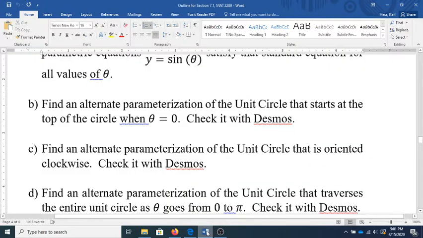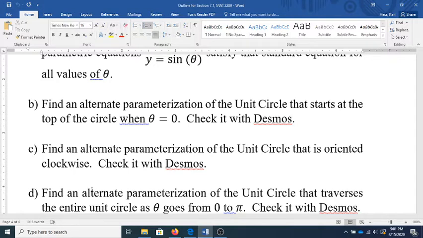What else do we want to try to do? Find an alternative parameterization of the unit circle that traverses the entire unit circle as theta goes from 0 to pi. So basically I want to go around the circle twice as fast, in half as much time. If we're associating theta with time, we're going around the circle in 2 pi seconds, which is about 6.